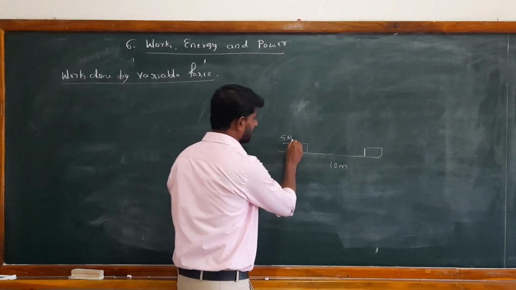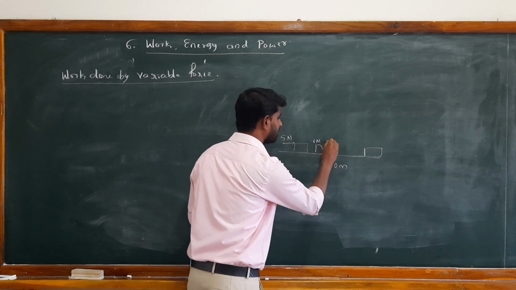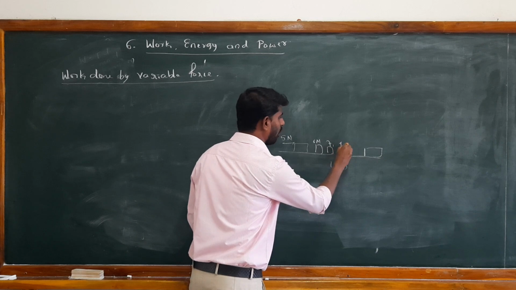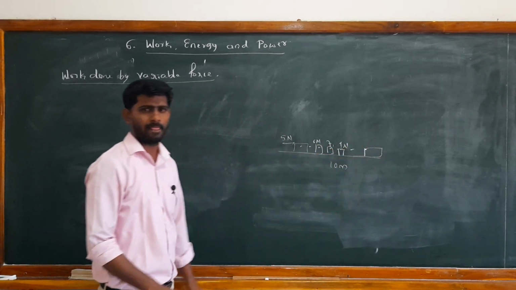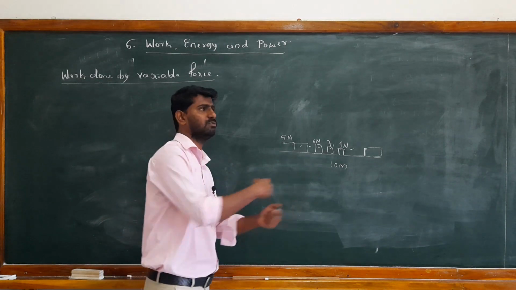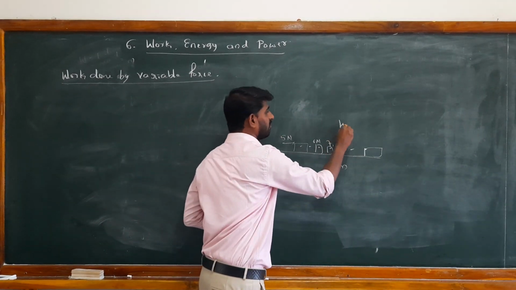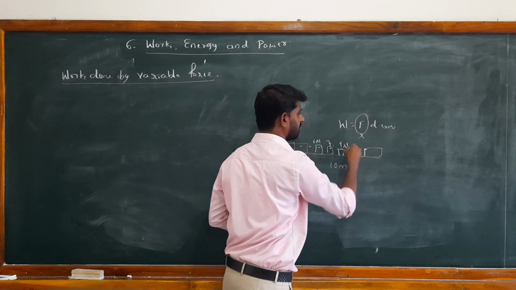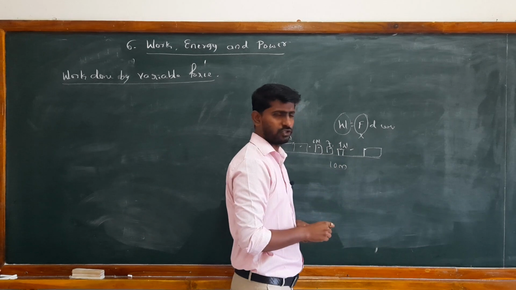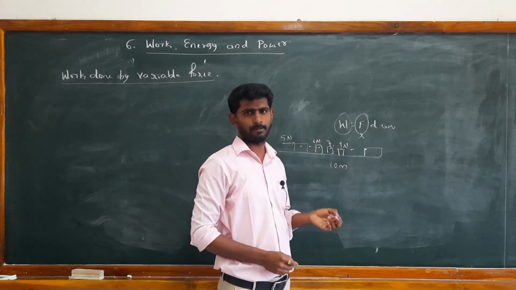But here, once it is 5 Newton, the next time it becomes 6 Newton, after 1 second it becomes 7 Newton, after 1 second it becomes 1 Newton. So there is a continuous variation of the force on that body. As a result of the variable force the body is moving. How to get the value now? Because we know only F into D into cos theta. If it is not a constant value, how to get the work done here? Should I take the 5 Newton or 6 Newton, 7 Newton or 1 Newton?